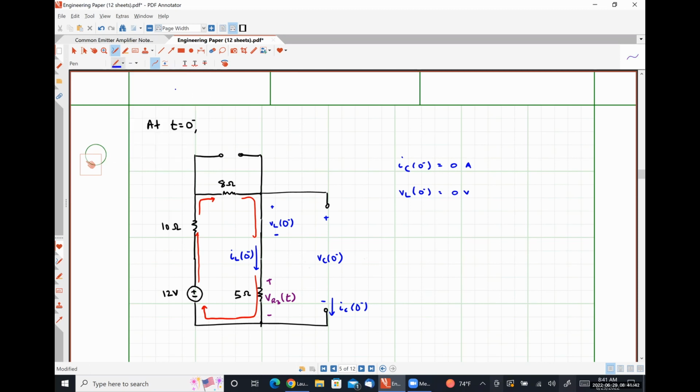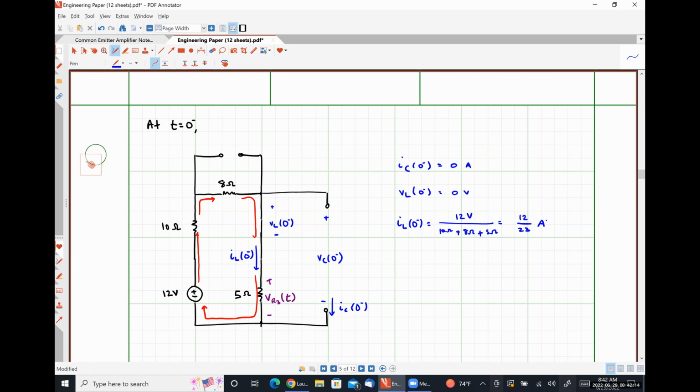So from this, I can say that IL at 0 minus is 12 volts divided by 10 ohms plus 8 ohms plus 5 ohms, which is going to look like 12 over 23 amps. That seemed like a reasonable approach to determine that.